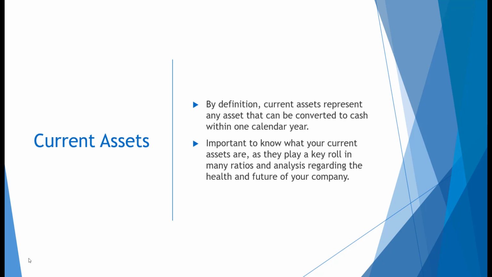And by definition, a current asset is an asset that can be converted to cash within 1 calendar year. So if you think about your prepaids, usually your prepaid is going to be a year, and if you terminate the policy, you'll get the cash or you'll use it up within a year. Accounts receivable, hopefully you're collecting those within a year. Your inventory, hopefully you're selling that all within a year.